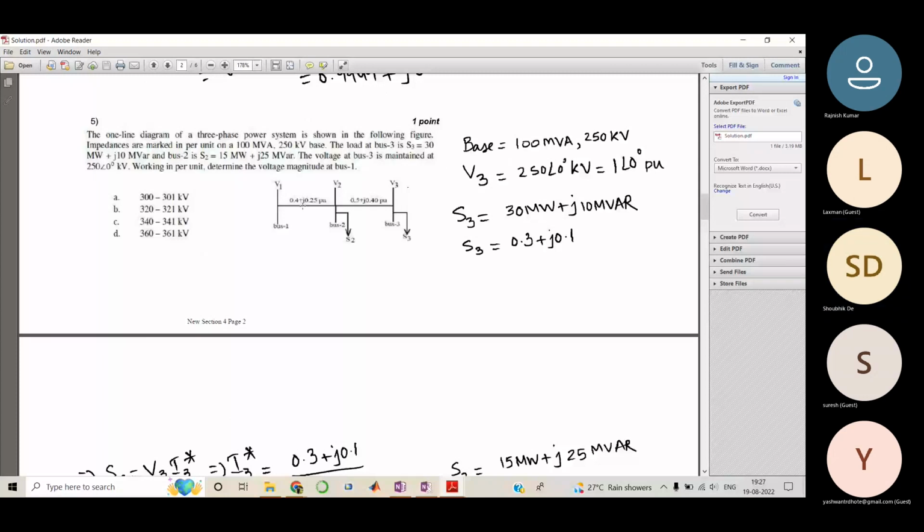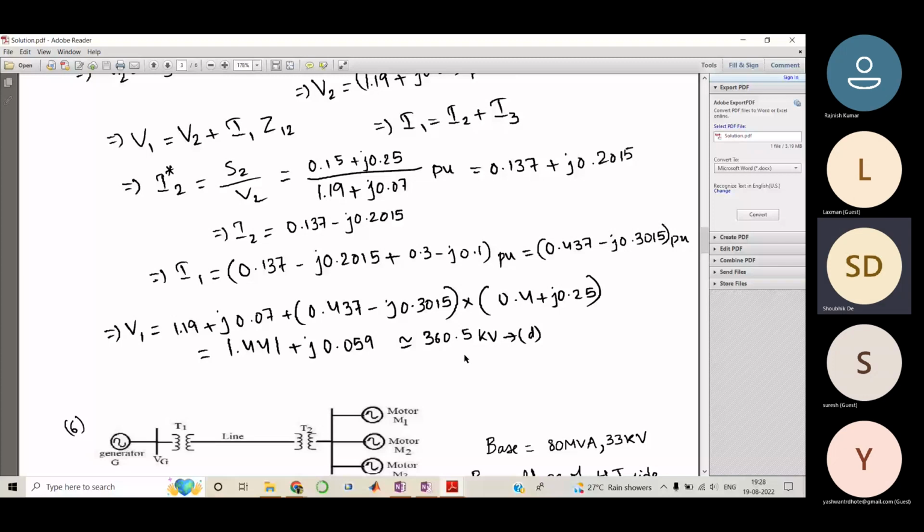So you just calculate the magnitude of this. So root over 1.441 whole square plus 0.059 whole square. Whatever you get, you have to multiply it with 250 kV, because in the question they have asked the value not in per unit. So we have to calculate what it is in kV.